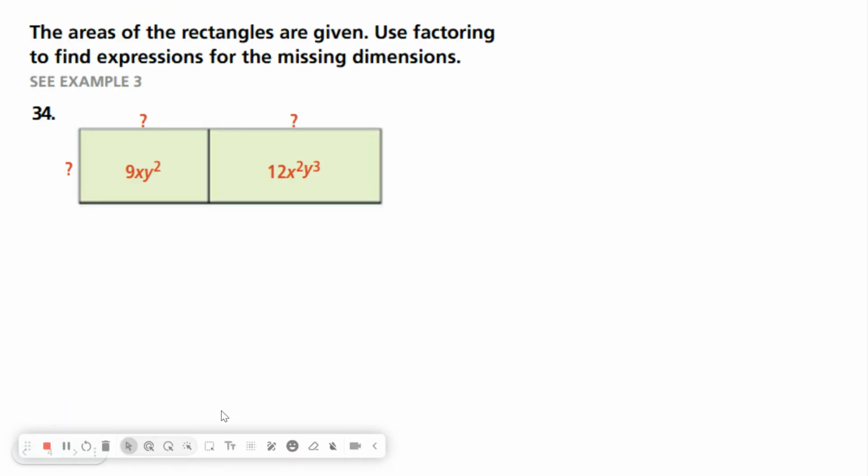Short little notes here. All right, so again, we talked about factoring or multiplication in areas, so we'll do the same thing here. It says the areas of the rectangles are given. Use factoring to find expressions for the missing dimensions, right? So we are going to do factoring using the GCF. And again, it's going to be GCF.